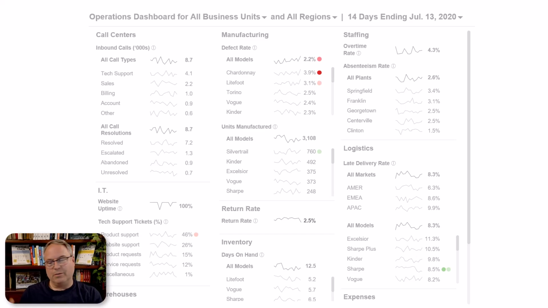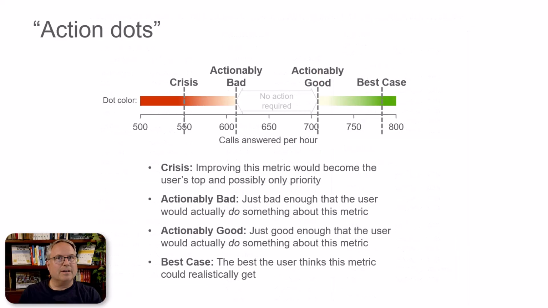Obvious question, I know probably everybody who's watching this is asking, is like, okay, how did the dashboard know where to put these dark red, light red, medium red and green dots? Lots to talk about there, but I don't have time to cover it in this video.